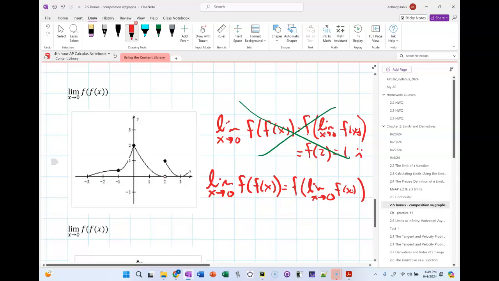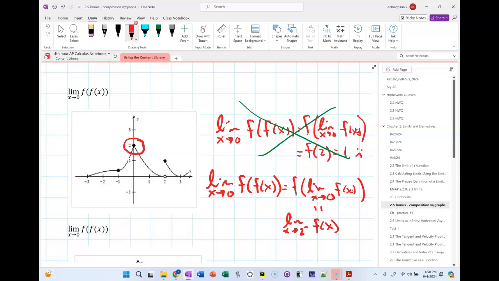So we do this, and look at what is happening here. The limit as x approaches 0 of f of x. We're approaching 2 from below, right? So this is really going to equal the limit as x approaches 2 from below of f of x. And what is the limit as x approaches 2 from below? It's that end.